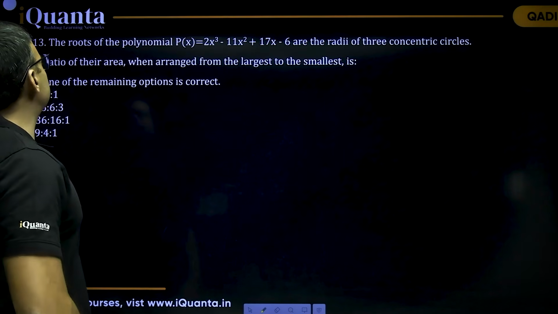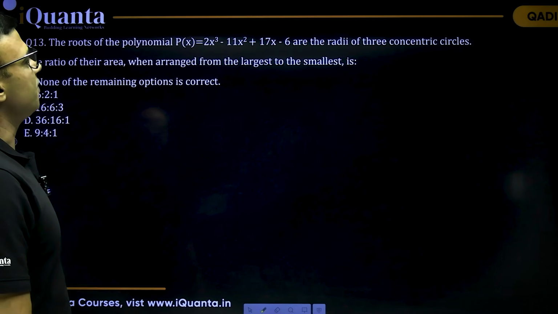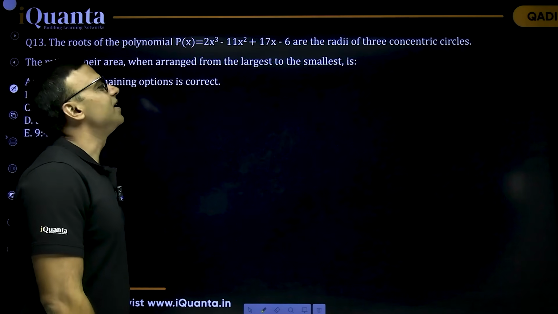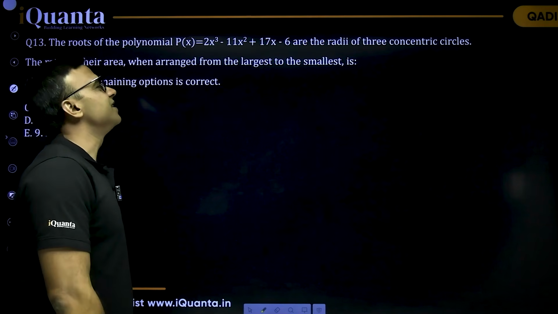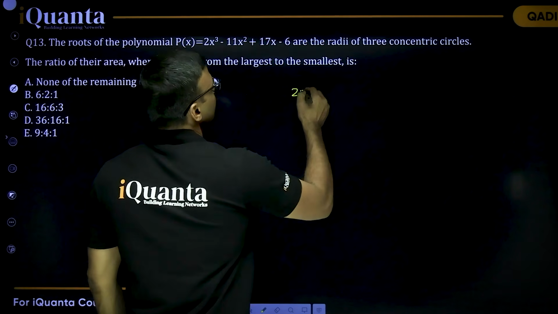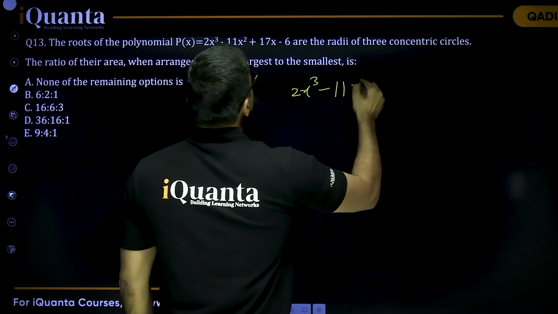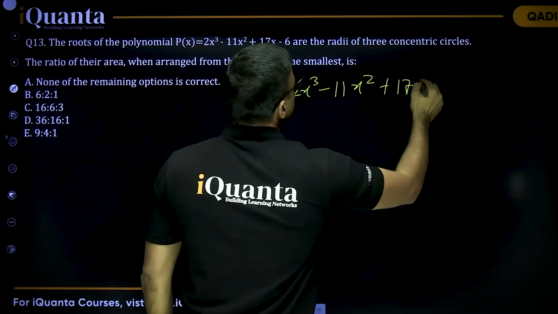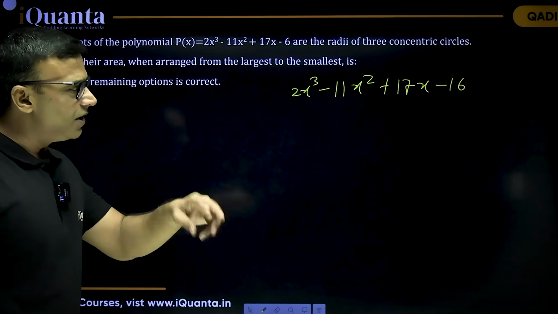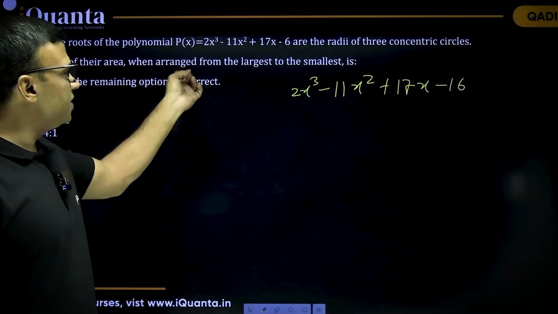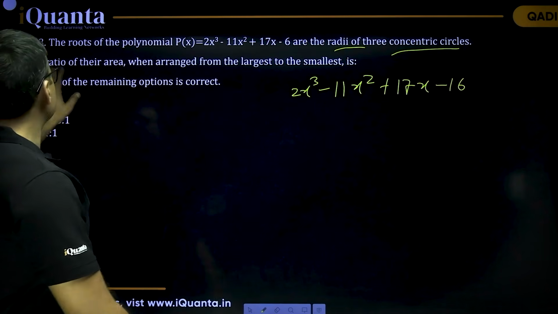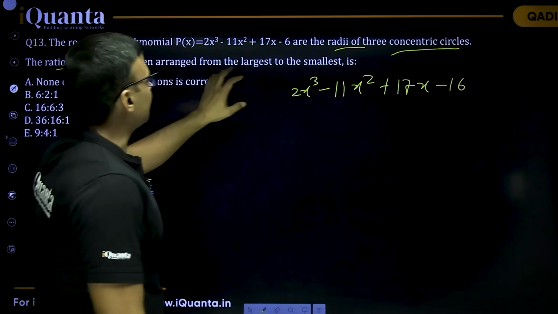Now this is a question that looks like a difficult one, right? There's a lot of effort that has gone into making it look so, but it is actually not very difficult. Let's look at this. It's a polynomial of degree 3, 2x cube minus 11x square plus 17x minus 16. Now this is a cubic polynomial, degree 3. So there will be 3 solutions. And the solutions are the radii of 3 concentric circles. Okay, fine. The ratio of their area when arranged from largest to smallest is.